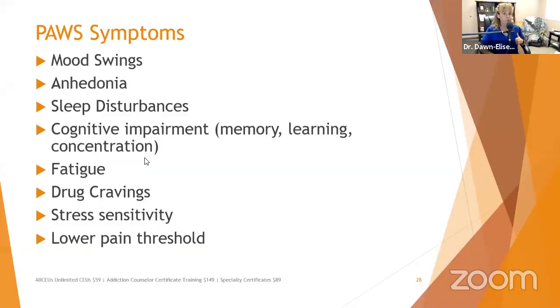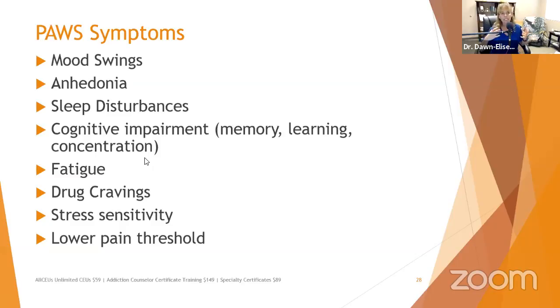Pause symptoms, post-acute withdrawal, mood swings, anhedonia. Remember, that's that Eeyore-like state. Sleep disturbances, cognitive impairment in memory, learning, and concentration. So if you've got a client who is in your program and they detoxed 3 months ago, but they suddenly start having issues with memory, learning, and concentration, they're not able to focus in groups, it doesn't necessarily mean they're being, quote, resistant. It probably means they're either experiencing post-acute withdrawal or something else may be going on in their life, or they've got a co-occurring disorder that has been exacerbated.